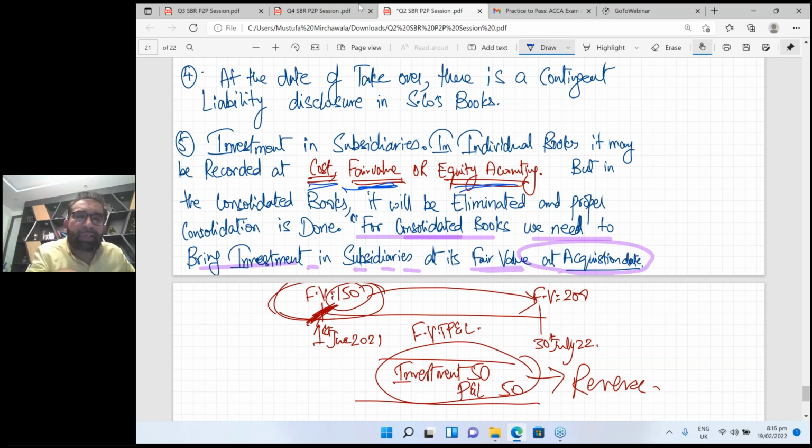But in the consolidated books, it will be eliminated and proper consolidation is done. Yes, when you make consolidated accounts, you cancel out investment and do complete adding together, right? You remember? So for consolidated books, we need to bring investment in subsidiaries at its fair value at acquisition date. This is a technical thing, I'll repeat it. First relax, first read it.